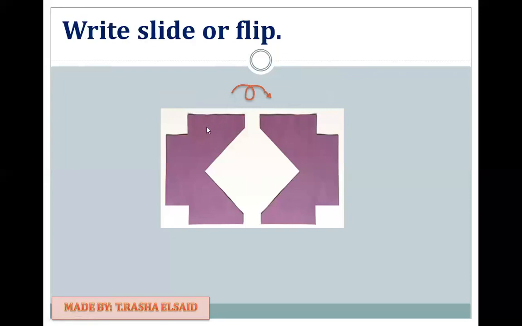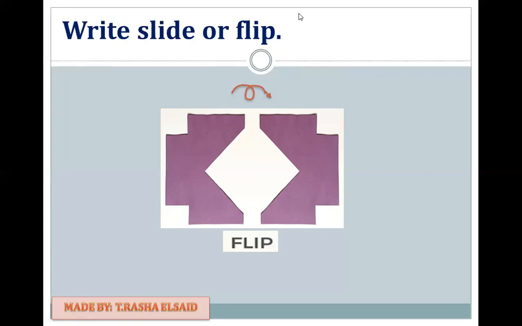This is the last question. This figure is opened to the right, and the other one, when I move it, is open to the left. So what do you think? What is the kind of movement of this figure? Is it slide or flip? Correct. It is flip. Like that, we finish understanding what is the meaning of flip and slide.